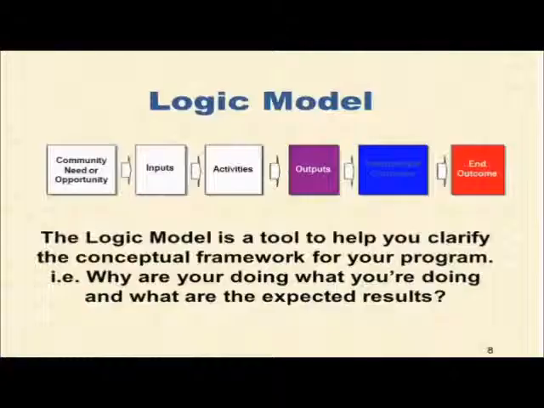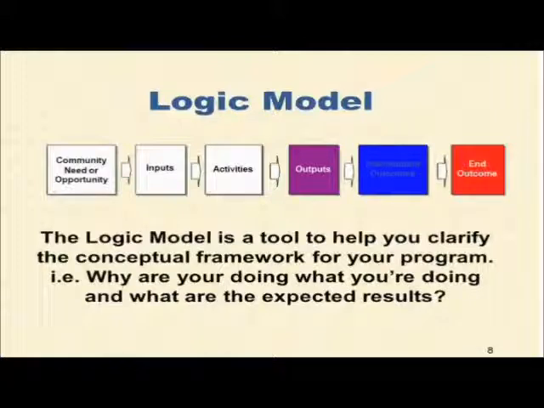So in the logic model, it has several key components, and basically we can say four main components. The first one is the needs component, the community needs and opportunities. The second is the inputs. The third is activities. And then the fourth component is the results. There are different types of results, and we will provide detailed discussion on each one of these components.